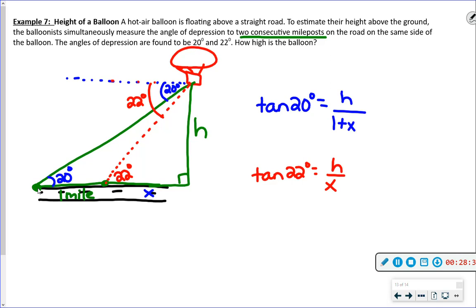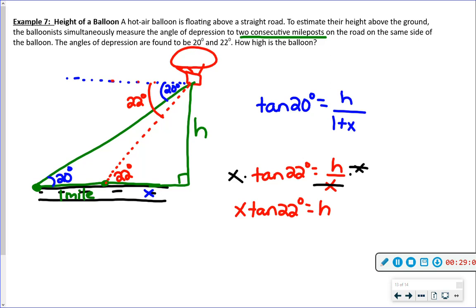So here we go. First, I don't like either equation. It's a lot of fractions, obviously. So I'm going to clear the fractions on both of them. I'm going to times this guy by x. So I'm thinking about my red one. I'm going to put it as x tan of 22 equals h.